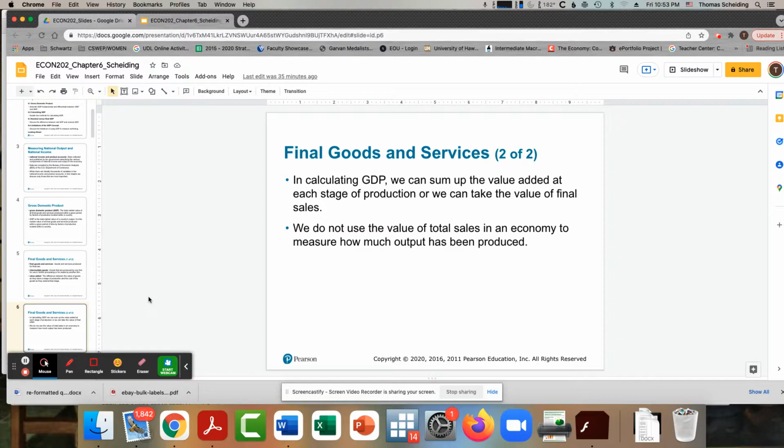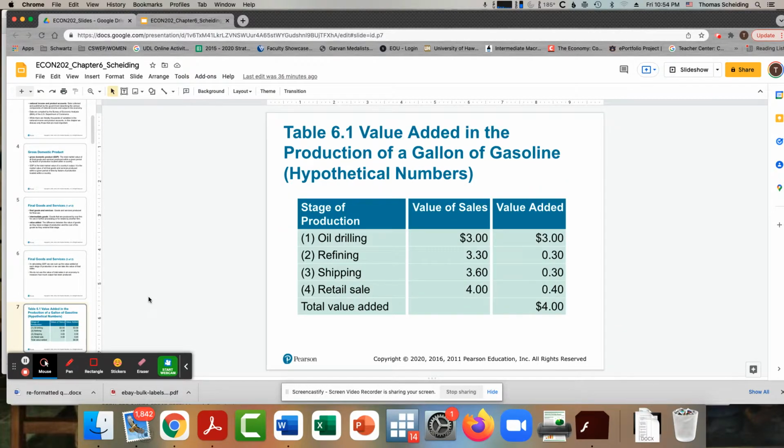And that's what this first bullet point indicates right here. That instead of just adding up the final goods or service, you could add up all the production levels, the products produced at each production level. You could just add those all up. It should equal the same thing though, and it's obviously a lot more difficult to add that up.